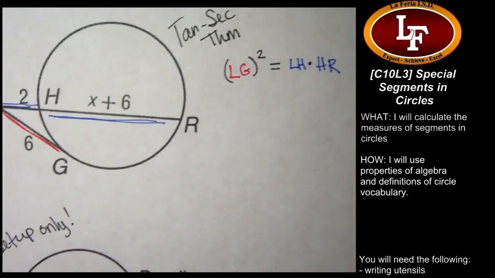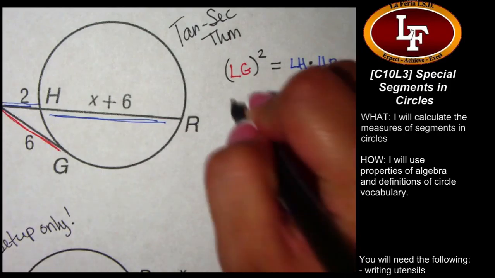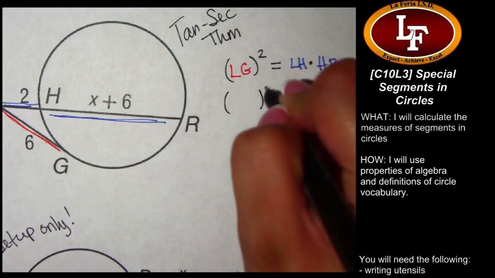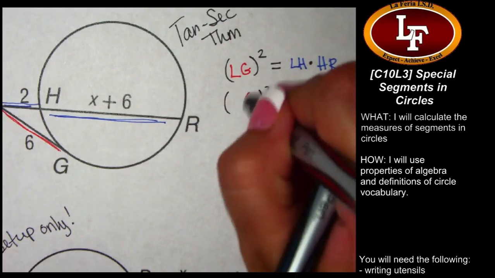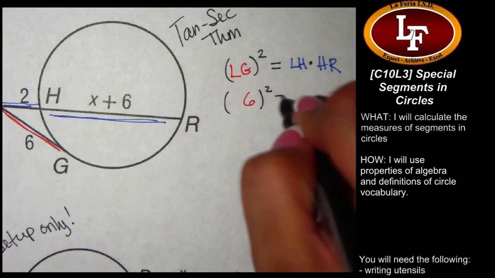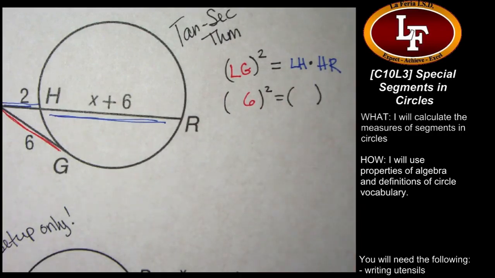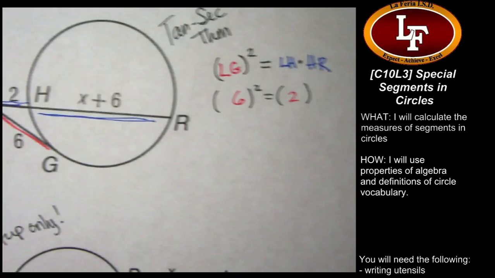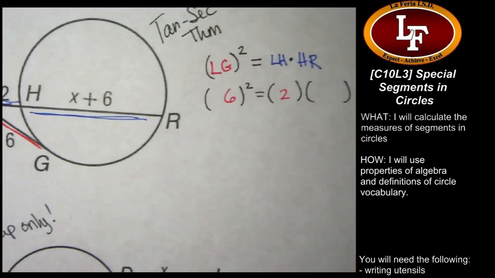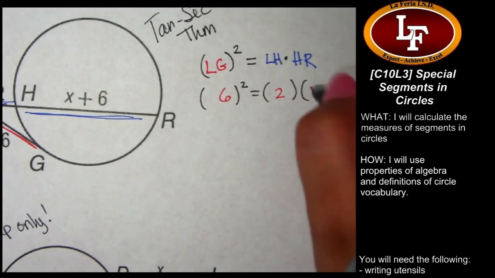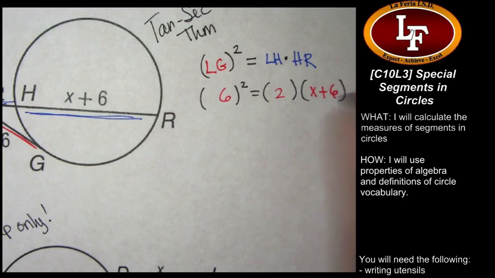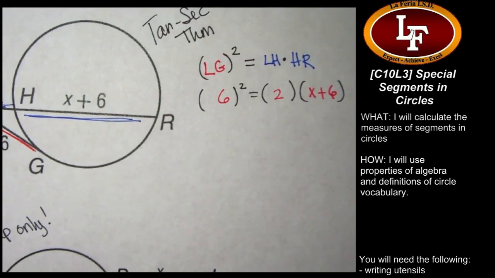All right, let's substitute what we know. LG is, okay, LH is, and HR is X plus 6. All right, now this is looking a little more complicated, right? Just a little bit. Let's walk you through. Make sure you can do this.